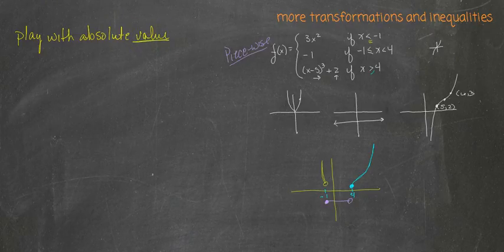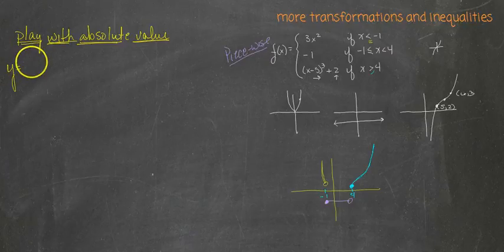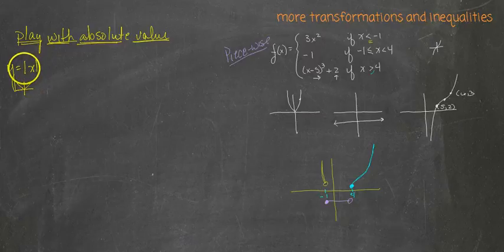Now, we know from our parent graphs that when y equals the absolute value of x, we get the graph that looks like this. But that's not what we're going to play with. We're going to play with not having x inside of the absolute value, but having other things inside of the absolute value.